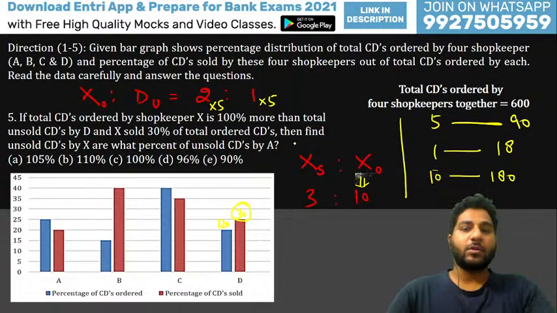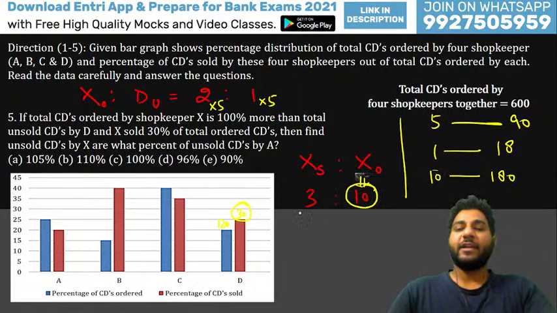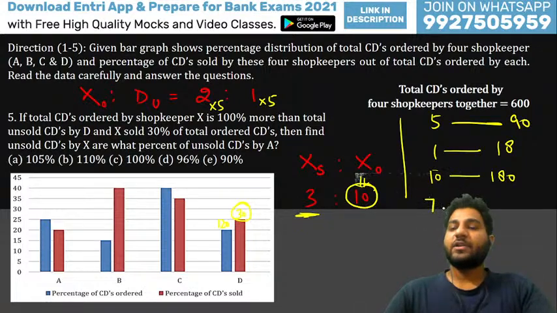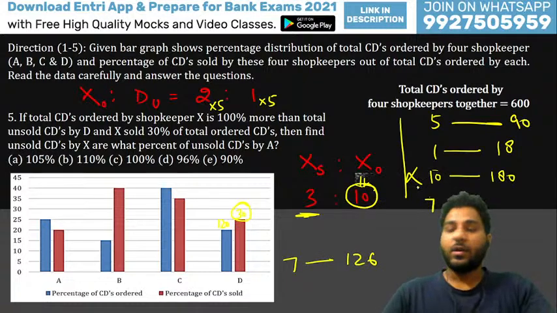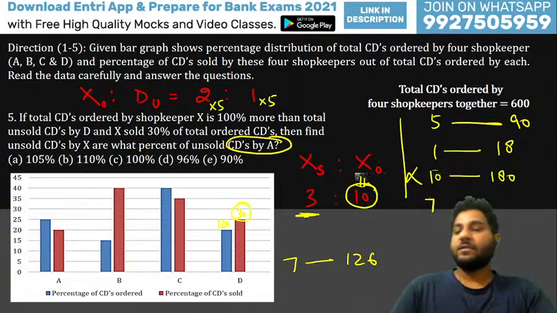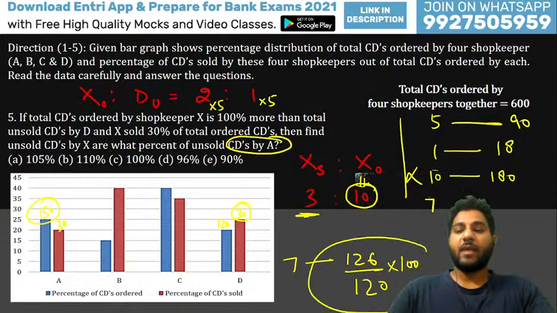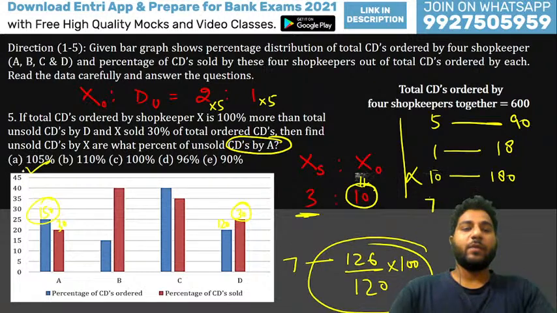Now they are asking to find the unsold CDs by X. Look, if X had ordered 10 and sold 3, that means X must have unsold 7 ratio. So 7 ratio has to be equal to 126. And we have to compare with the unsold data of A's CDs. If A had ordered 150 CDs and sold 30 CDs, that means A had 120 unsold. Now let's do the math. So it would be 105%.